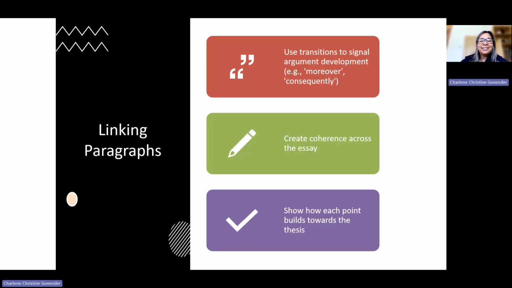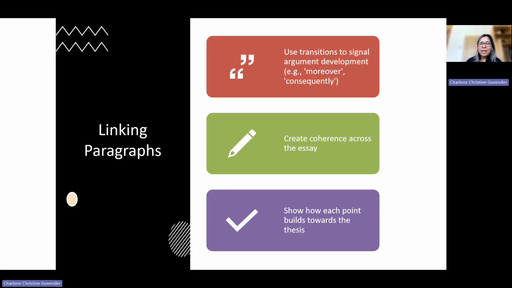Okay, so let's look at linking transitions. So your transitions and your linking paragraphs. Basically you should use transitions to signal the development of complex arguments. So you may have various things that you want to talk about and you're wondering, how do I put these across? They're so varied, they're so different. I need to string them together. And transitions are one way of doing that, okay?